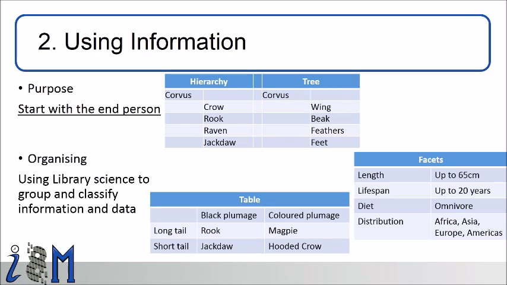But each of these classificatory structures has its own particular use within information architecture. We might use hierarchies when we're establishing reference data tables. We might put trees together when we're doing mind maps. Tables can be used for decision logic, and facets are typically used for searching.